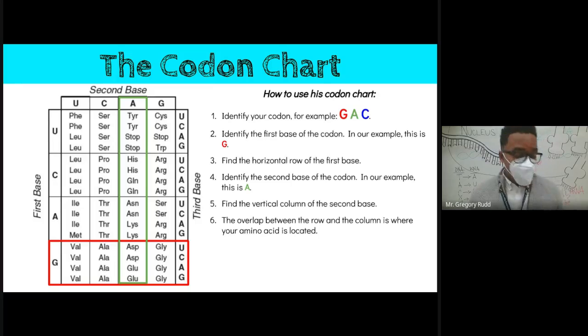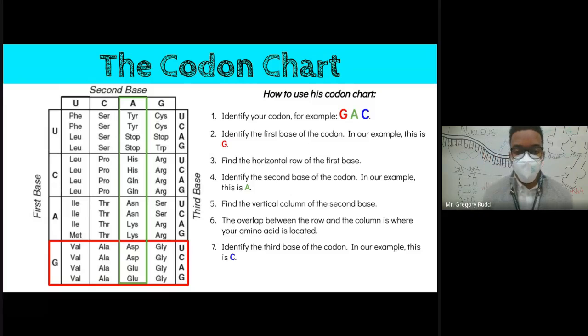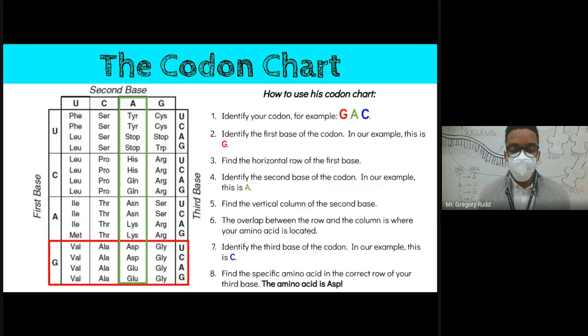And then our third letter, of course, is C, which is blue here. So identify the third base of the codon. In this example, we've got C, and then we find the amino acid for that letter. So GAC gives us the amino acid ASP, which is an abbreviation for a longer word, but you all don't really need to know that.